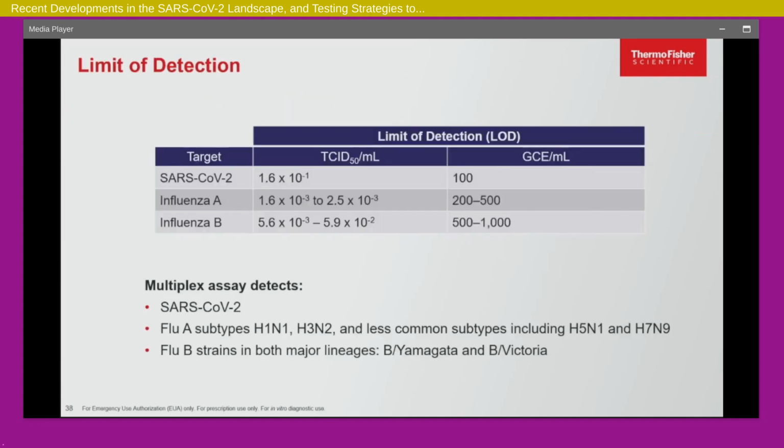The limit of detection for these ones, for COVID, these are the GCE per mL, the TCID50. I'm talking about both TCID50 and GCE, so you can see what those levels are. And again, these are at those levels that are required to cause disease, and also the different strains. As you can see, the H1N1, H3N2 covers all of those ones, including some other flu A types, as well as the major lineages in B.